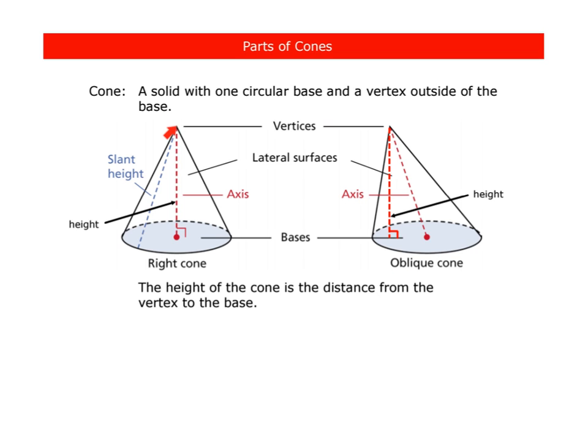Then I have a slant height that goes from my vertex down to the base of one of the sides, and it meets the base at a right angle. I have heights in each of these. My height is my perpendicular distance to the base. Same thing over here. That's my height over here. We call the segment that attaches the vertex to the center of my base the axis. And then my bases are my circles.